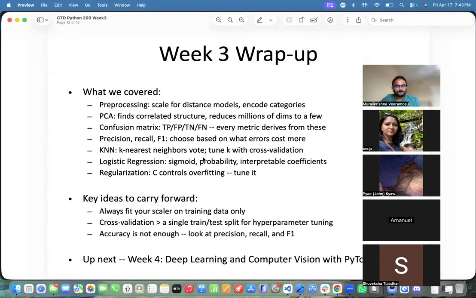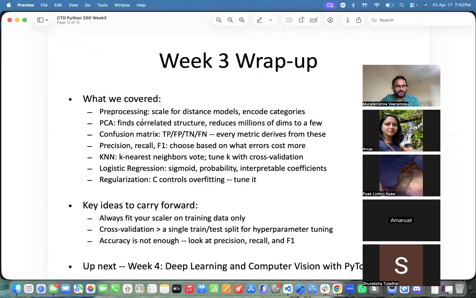So that's all for week 3. We discussed pre-processing, where for numerical features, you can apply min-max scaling. You scale between 0 and 1, and then you apply standard scaler, which is with mean and standard deviation. And then for categorical data, we looked at one-hot encoding.